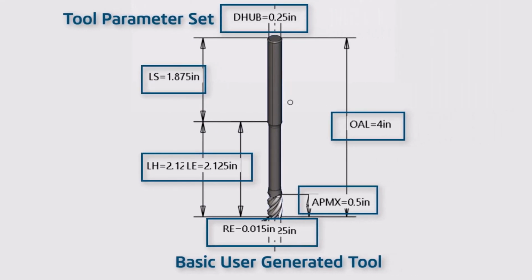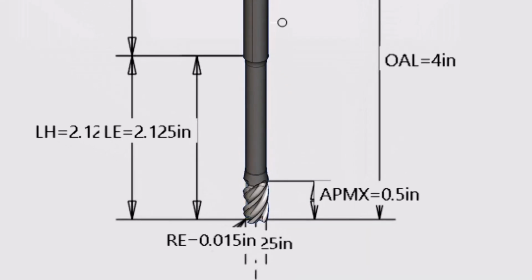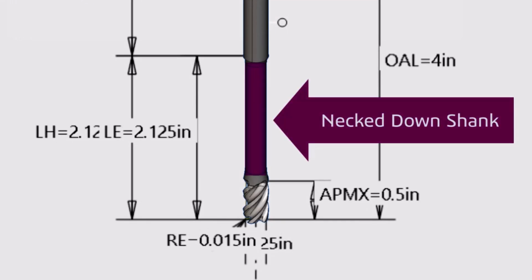Now, when would you use a user representation? Well, there are a couple scenarios that necessitate the use of it. First, maybe you have a tool with geometry that is impossible to create through standard parameters. Sometimes tooling can have features like this neck-down geometry that do not have associated parameters. Our basic end mill lacks this feature, but a user rep can make it possible.